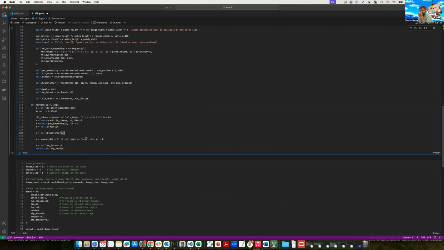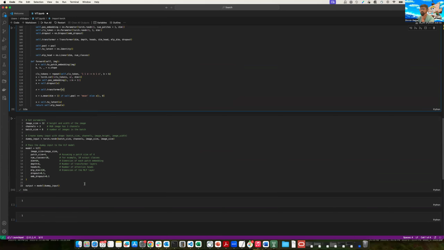So now let's start, right? So just for demo, I've taken the image size to be 32. So this will be 32 cross 32 as the image size. Channel 3, like for RGB. Batch 8, like let's say in one go we are passing 8 images, right?